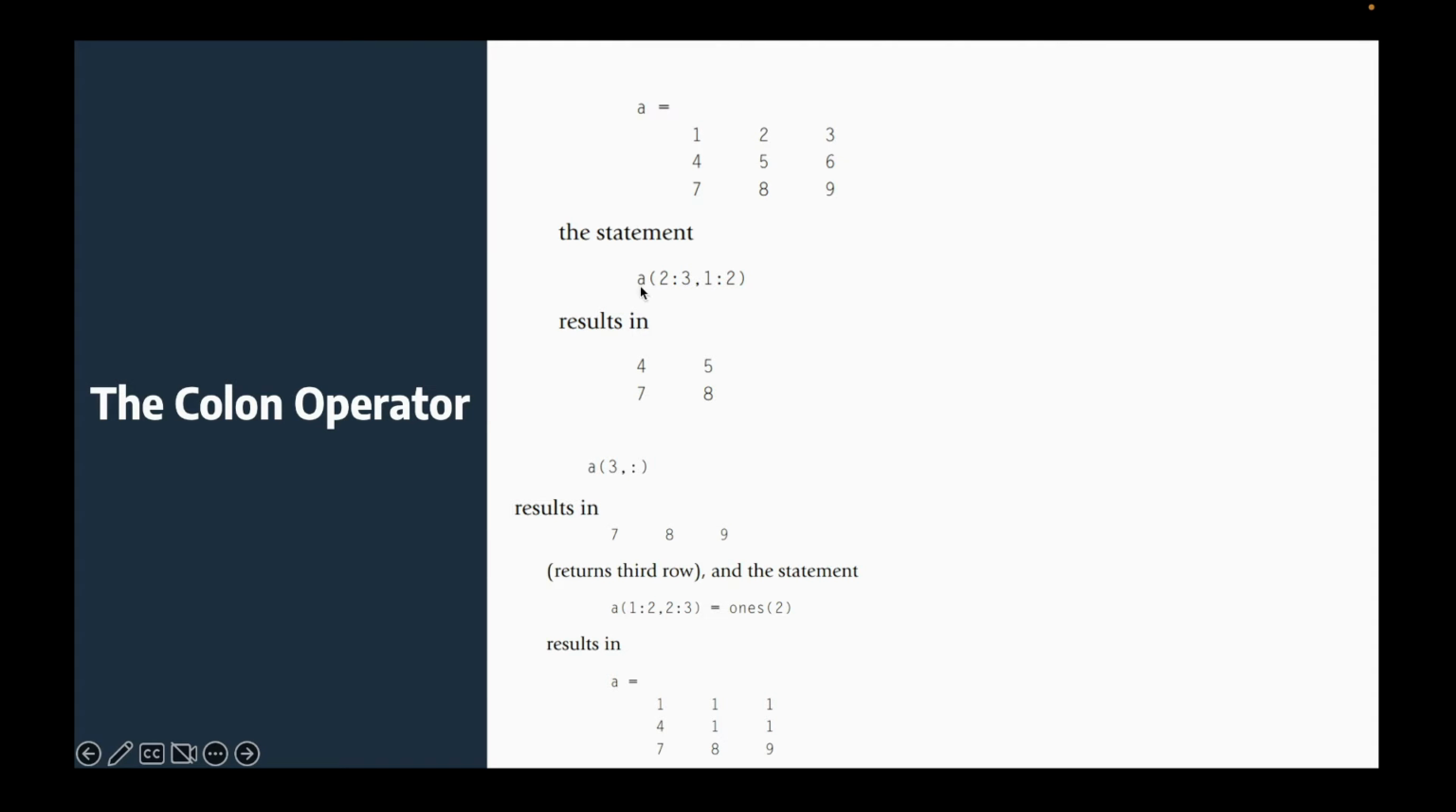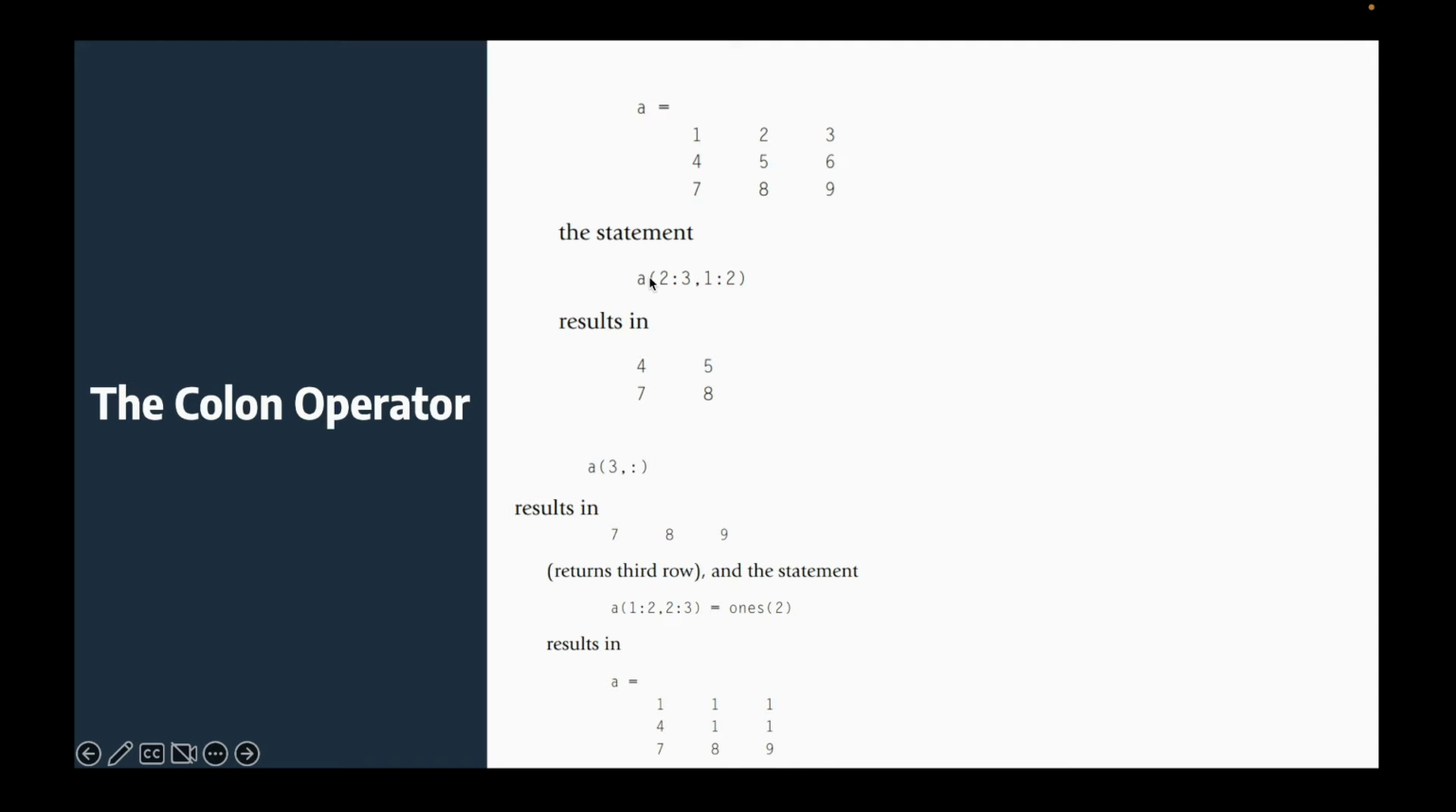Now, the statement is saying A of 2 to 3, comma, 1 to 2. That will result in having 4 and 5 as the first row, 7 and 8 as the second row. Now, what if I say A of 3, comma, then a colon? What's that going to give us? That will give us 7, 8, 9. What happened here? So you have the matrix, 3 rows and 3 columns.